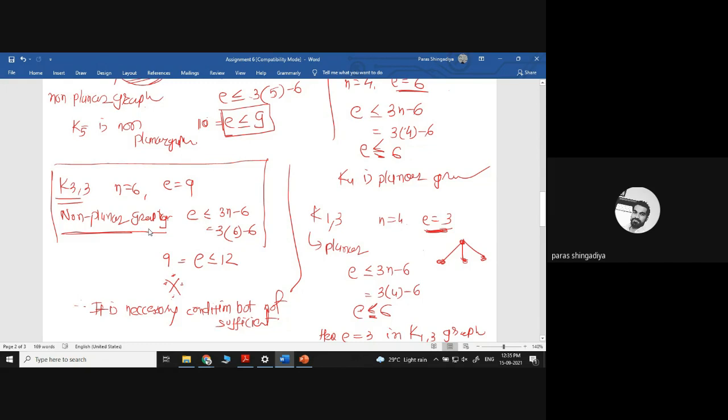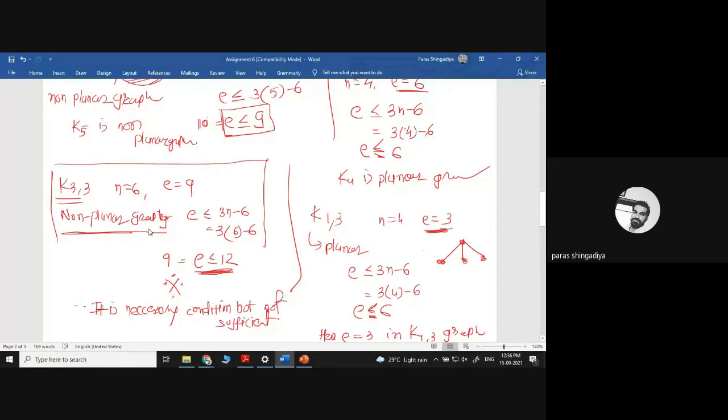So let's verify using this formula whether it is non-planar or not. As per the formula, edges should be less than or equal to 3n minus 6. What is n here? 6 vertices. So it is 3 times 6 minus 6, which is 18 minus 6, equal to 12. It means there should be up to 12 edges. Clear? Then we can say it is a non-planar graph by taking 6 vertices.